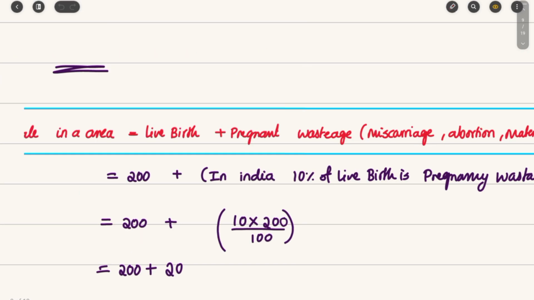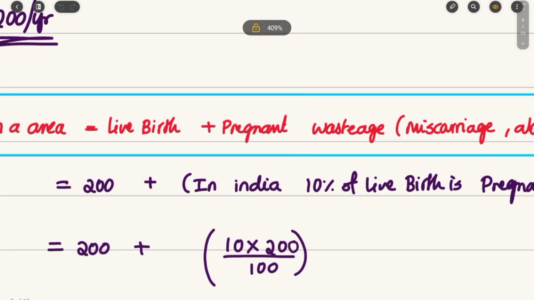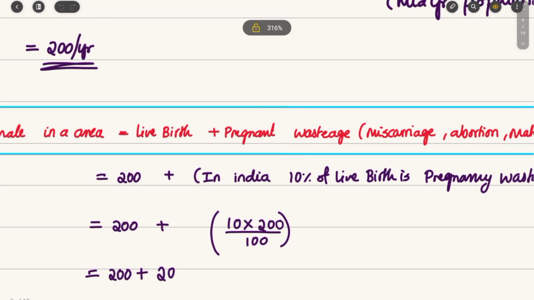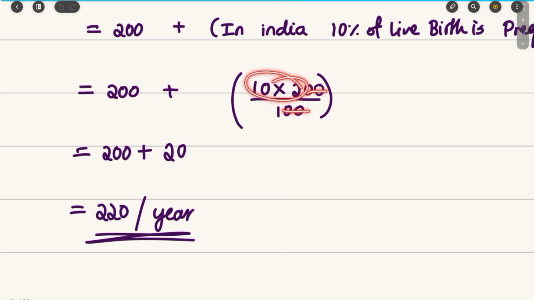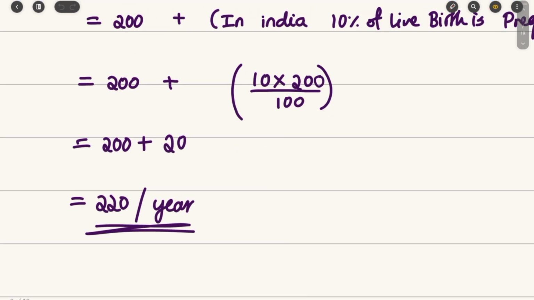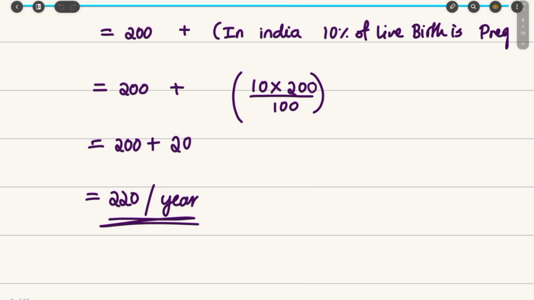How much was the live birth? That is 200 per year. So 10% of the 200 is nothing but 10 by 100 into 200, so 20 cancels 20. How much was the live birth? 200. That is 200 pregnant plus pregnancy wastage is 20. So there will be total registration per year of 220.